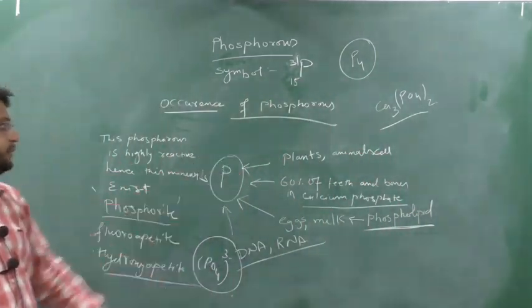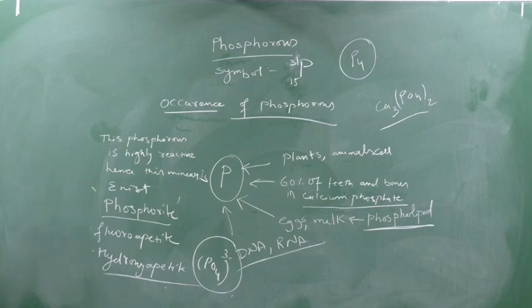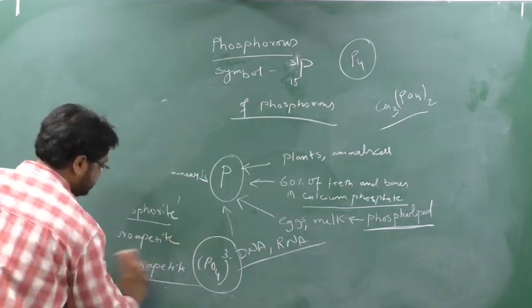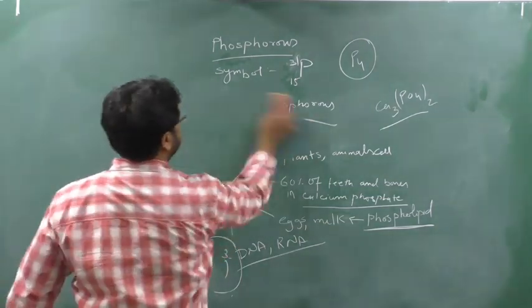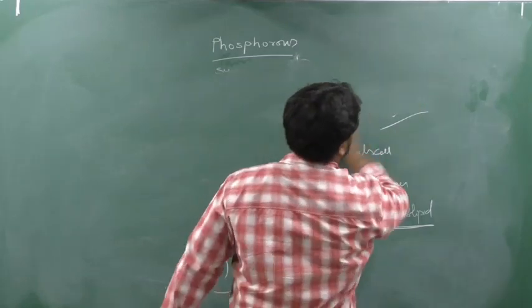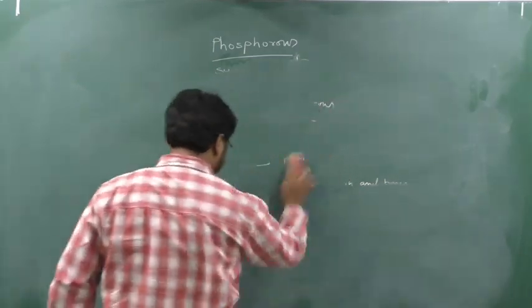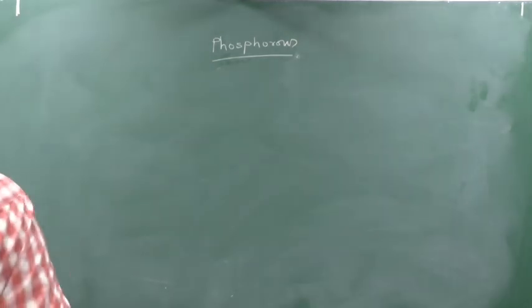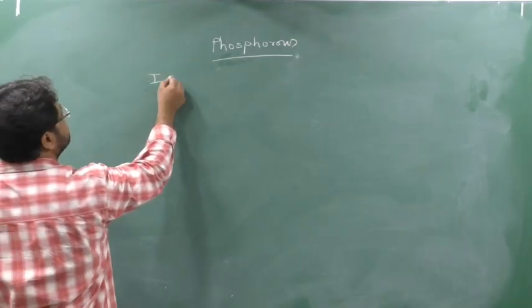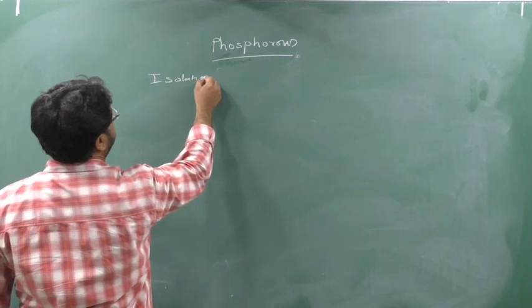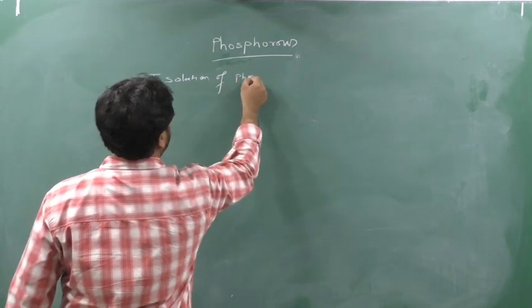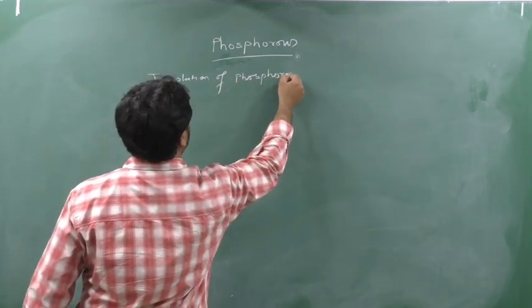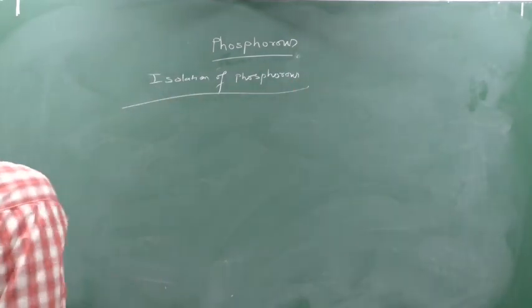Next, we will see the isolation of phosphorus. Clear? So I hope you take a screenshot of this. Then we will go with the isolation of phosphorus. How we can isolate phosphorus. Clear? See here now. So next topic, you can make a heading, write down isolation of phosphorus. Isolation of phosphorus. Clear?